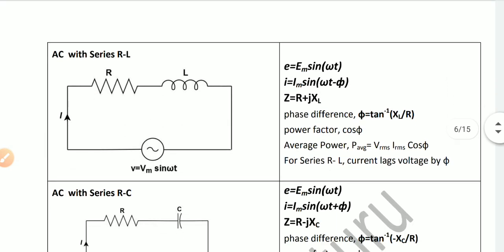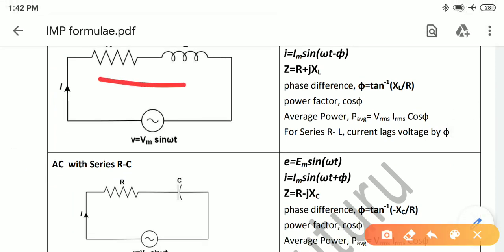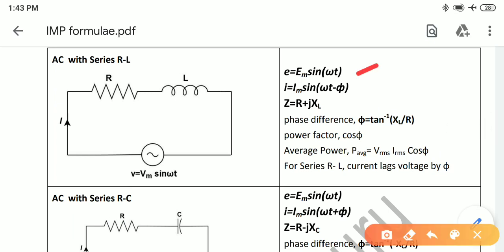Next, AC with series RL. So here both resistance and inductance are connected in series with AC supply. So E is equal to Em sin omega t is the input and I is equal to Im sin (omega t minus phi). Here the circuit consists of both resistance and inductance. Therefore, the phase angle is not 90 degrees. It should be less than 90 degrees.